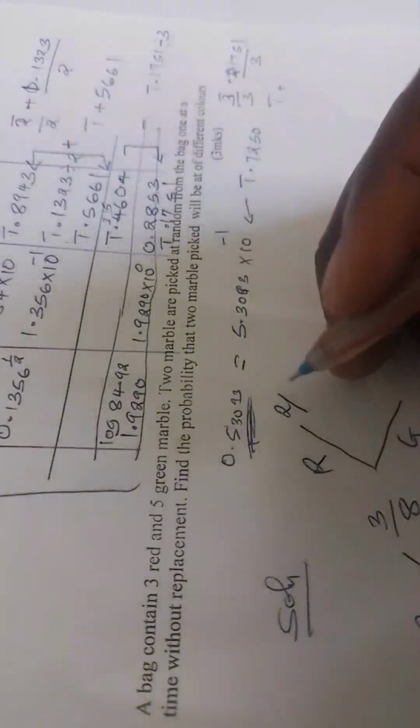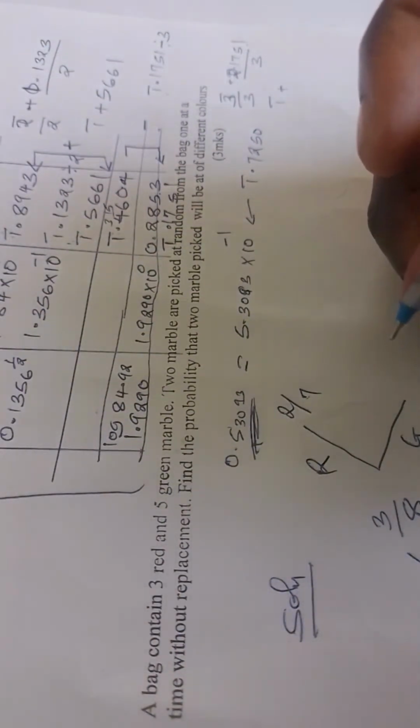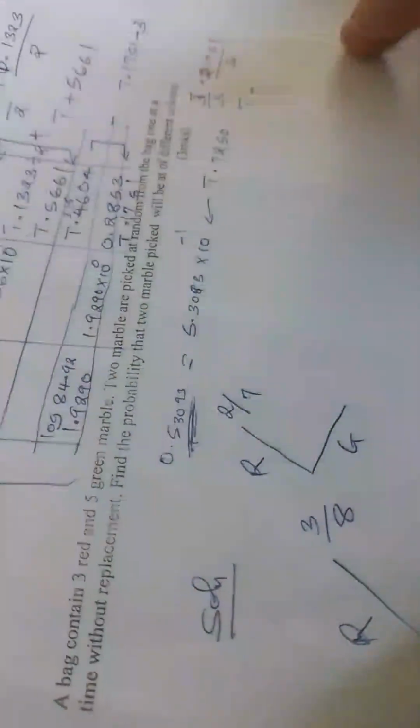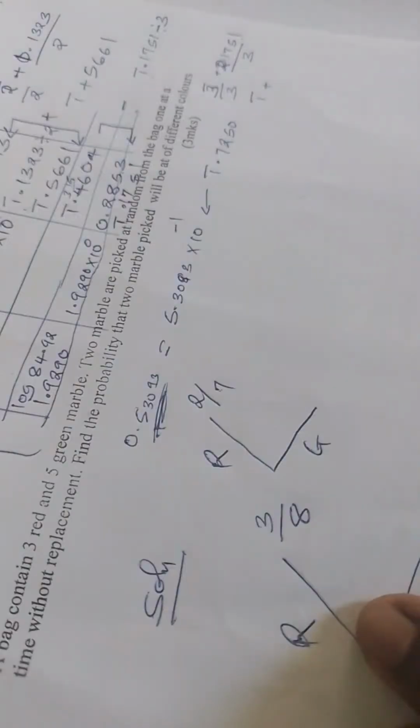The total will be 7, because it will be 2 plus 5. It will be 2 over 7. We have green balls. We assume that this guy picked a red ball at the first round. That is a probability of 3 over 8. Remember, the number of red balls was reduced by 1.